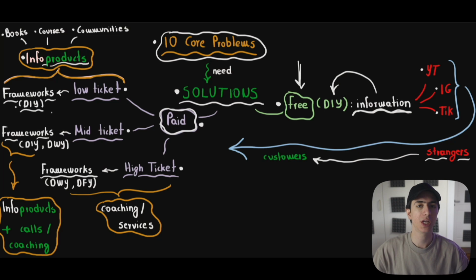For example, this course right here is a low ticket product, right? Because I'm not there teaching you how to do this. I have recorded this once, and you downloaded this info product, you paid for it, and now you are called to do it yourself, if that makes sense. So those are books, courses, and communities.